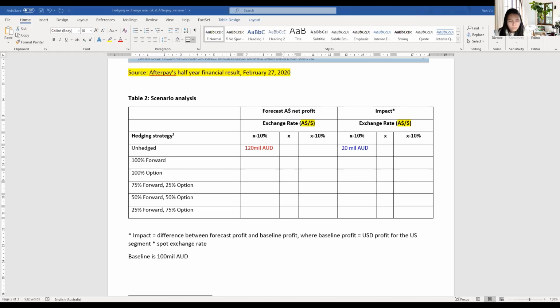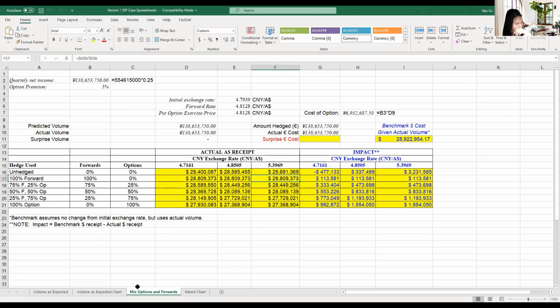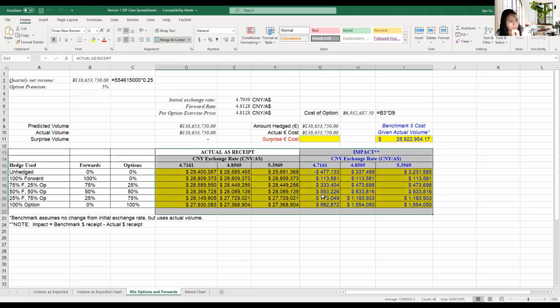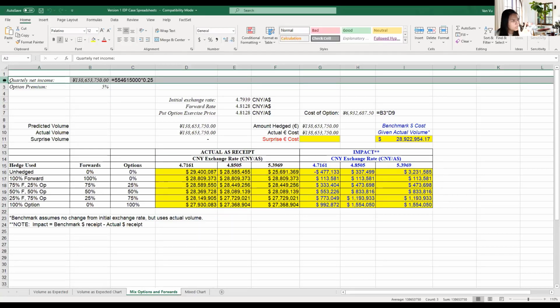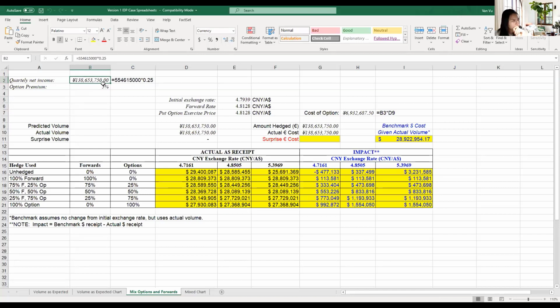So where is mine? Here we go. All right, so let me just share the Excel file from a previous semester. So this is how table 2 in the previous semester looks like, okay? So in this case, you've got your income in the foreign currency, and then you're going to compute the Australian dollar equivalent of that baseline, right? So this is your net income, and then this is your current exchange rate, okay? So the baseline benchmark is going to be your income in the foreign currency, times the initial exchange rate or the current spot exchange rate, okay?